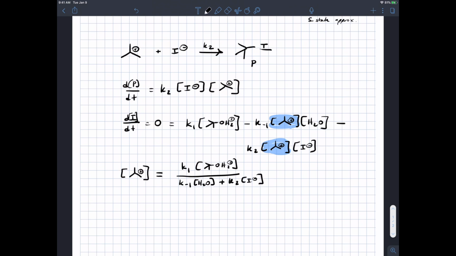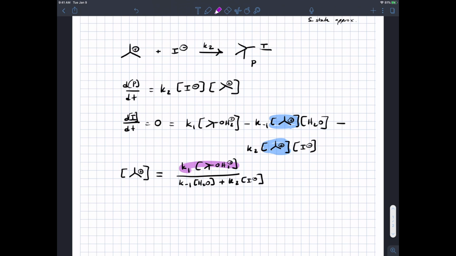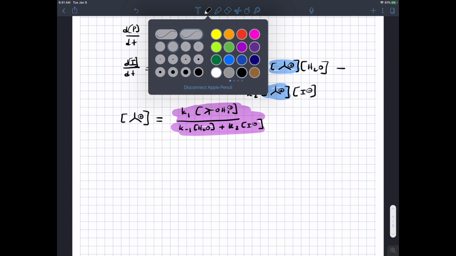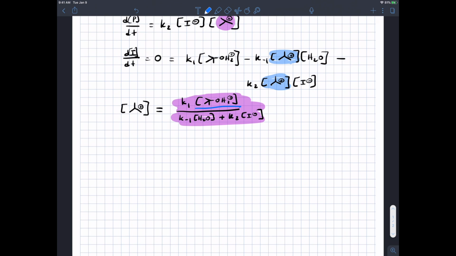All right, and so we could substitute all of this into the expression for the overall reaction rate. But we kind of have a problem in that our rate expression still includes a number that we're not sure what it is. And that is the concentration of the protonated alcohol.